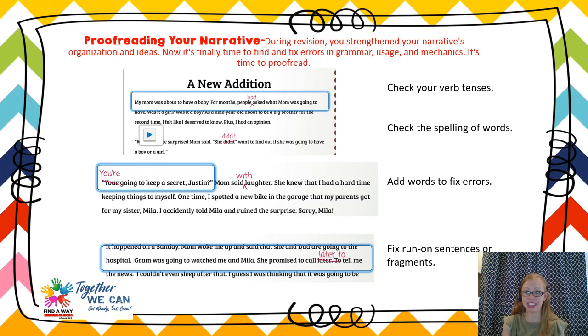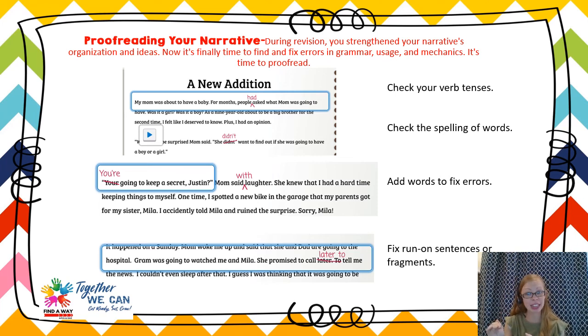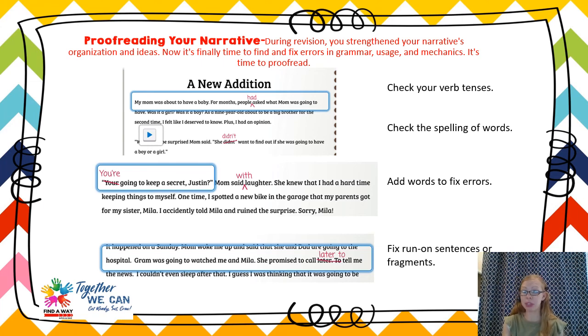usage, and mechanics. So when we go through to proofread, we want to check our verb tenses, make sure we're staying in the same tense. Don't want to switch back and forth between past and present. We want to check the spelling of our words. Add words if there's something missing, and fix some run-on sentences or fragments.